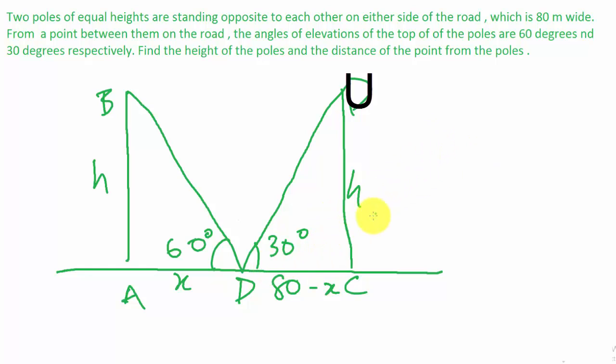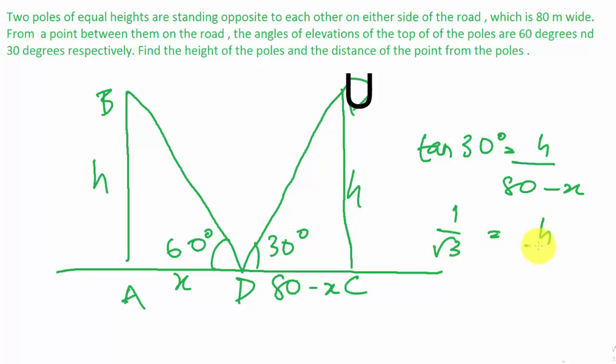Now, what's tan 30 degrees in this case? Tan 30 is h by 80 minus x. So let's write tan 30 is equal to h by 80 minus x. Now that's 1 by root 3 is equal to h by 80 minus x. So h is equal to 80 minus x by root 3.